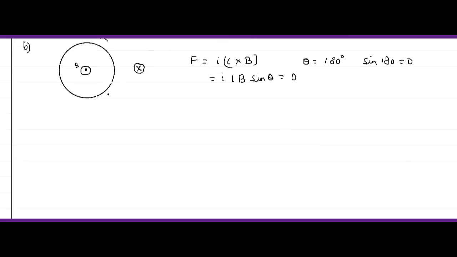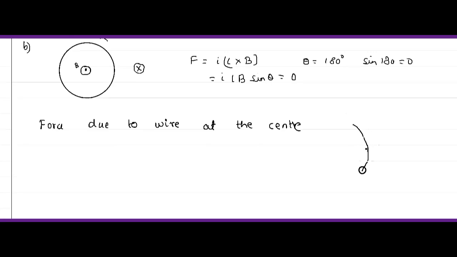Okay, now we can write the force due to the wire at the center. CD is something like this, the CD part is like this, and the current is going into the plane of the paper. What would be the direction of the magnetic field due to the current for the wire element CD? The direction of the magnetic field would be in this direction, due to the wire at the center.